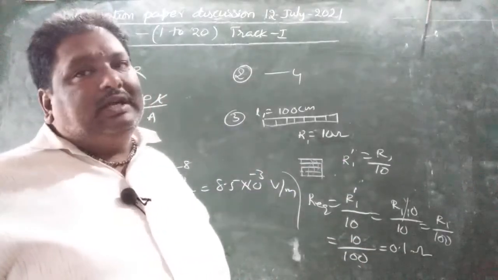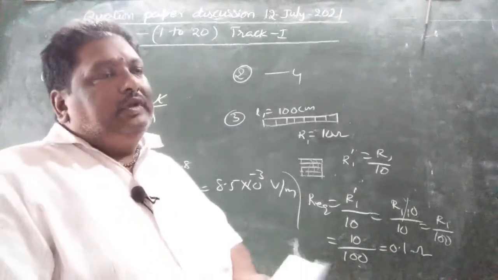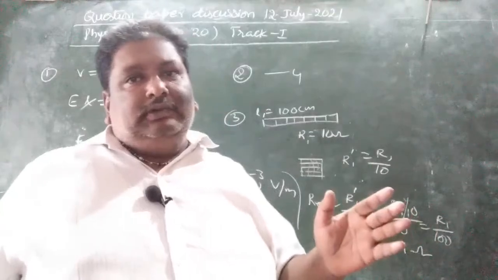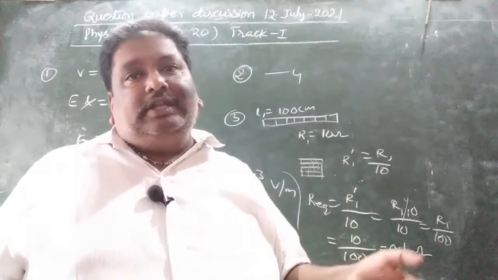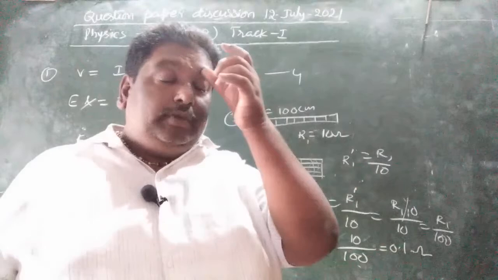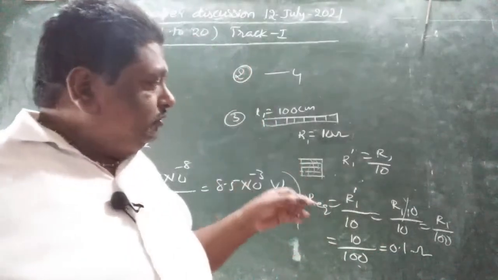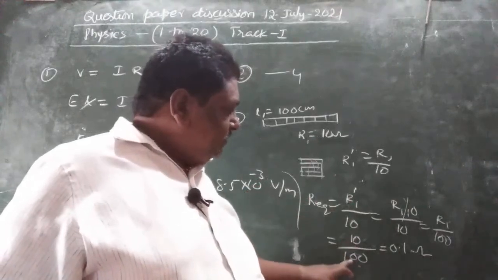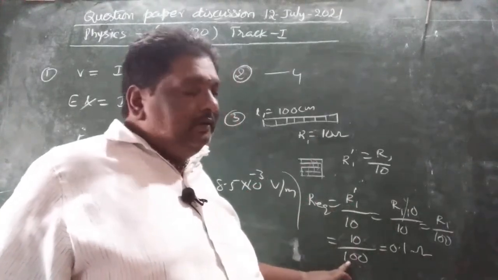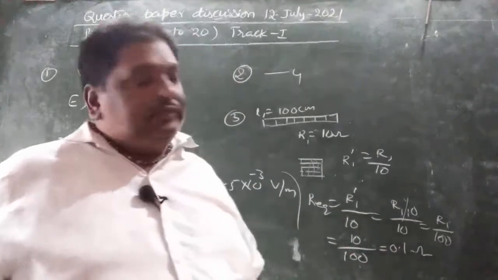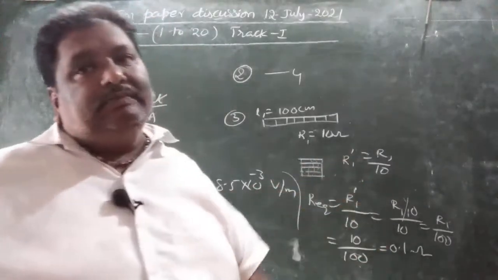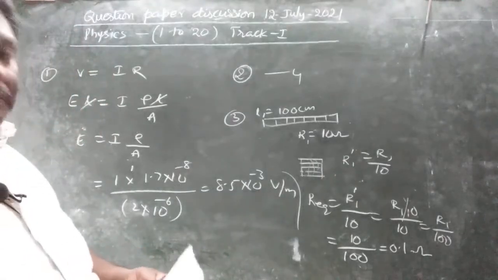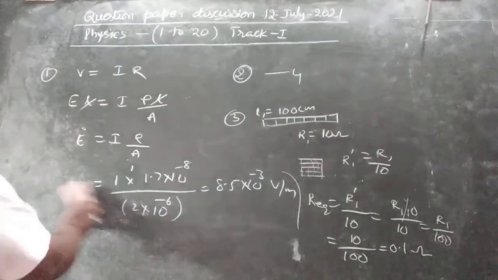For such questions the shortcut is R by N square. One wire is taken, cut into N equal parts, and all are bundled. Then what is the equivalent resistance? R by N square. N means how many parts it is made into. So R by 10 squared, R by 100. That is equal to 0.1 ohm. So the total bundle resistance is 0.1 ohm. See what is the option. Fourth option. Next.